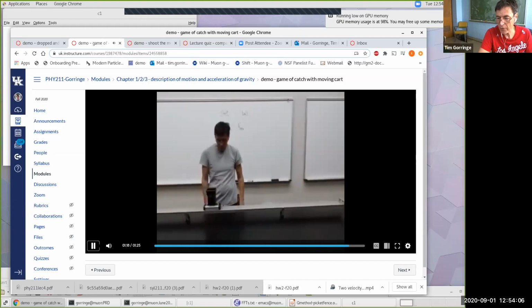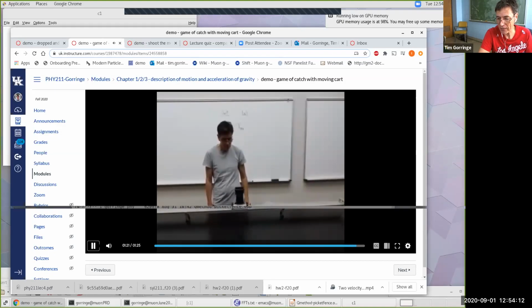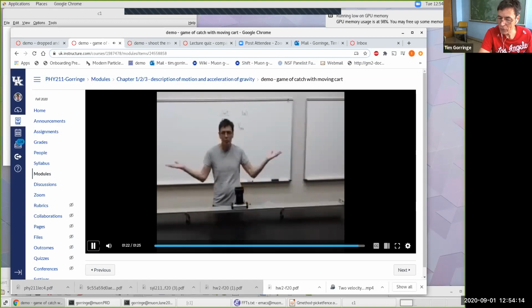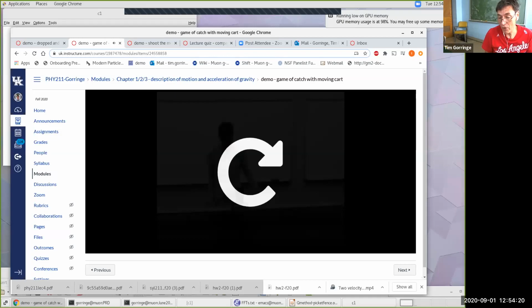So this time I'm going to just allow it to come to a rest, and you'll see the ball just fired straight up and straight back down. So there were no tricks there. It's just that when I fire the ball, that ball has the same initial horizontal velocity as the cart and the ball maintains that initial horizontal velocity, and therefore the ball is caught by the cart.